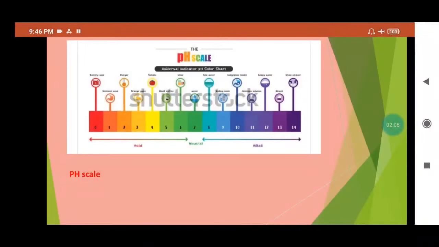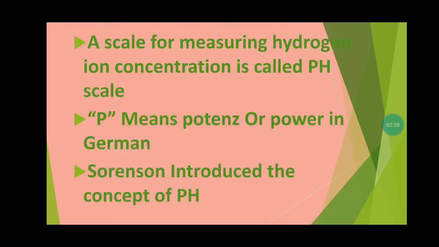Dear children, Sorensen invented a scale for measuring the concentration or strength of acids and bases: the pH scale. A scale for measuring hydrogen ion concentration is called the pH scale. P means potential or power in German. Sorensen introduced the concept of pH.